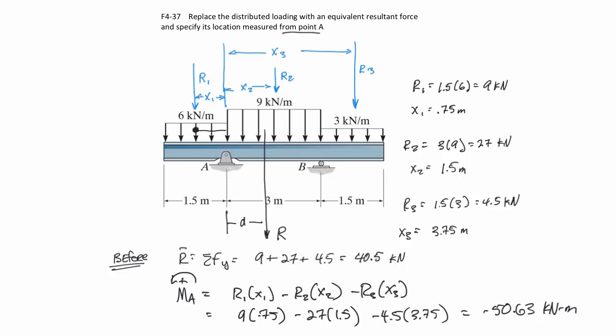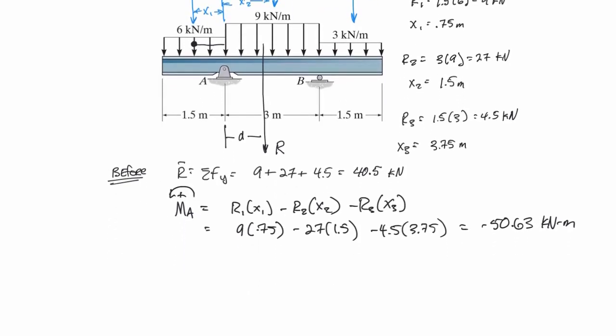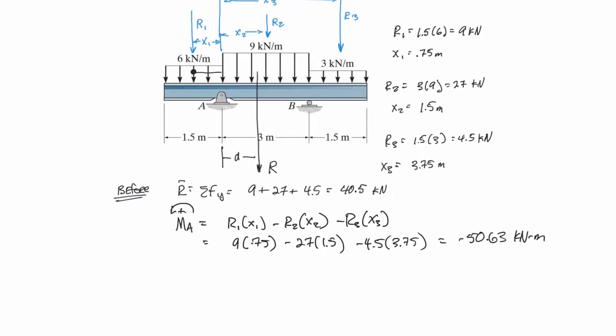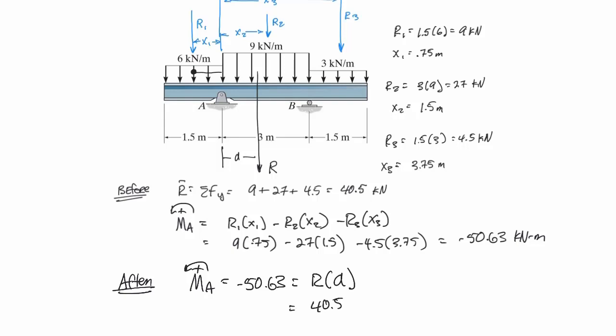All right, let's look at what the after scenario might be. Let me just again move that out just a little bit. So the after scenario is going to be that the moment about A is still going to be equal to negative 50.63. However, that is going to be equal to the resultant times D. I know what the resultant is equal to. That is equal to 40.5, and the distance D has to be computed. So we can solve that, and D is equal to 1.25 meters.